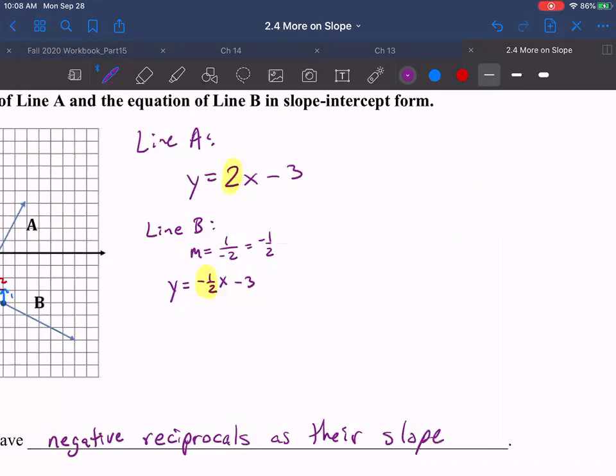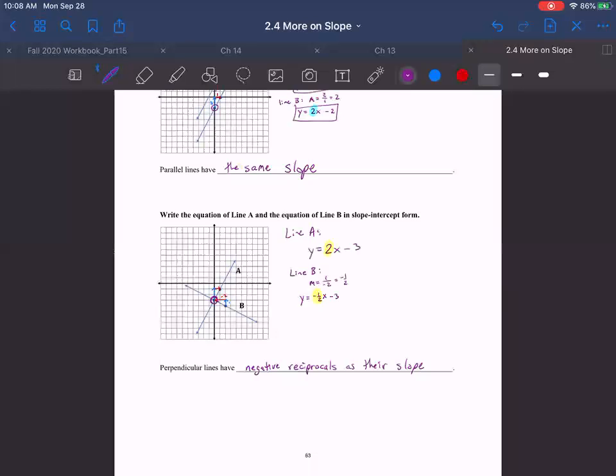So if the slope is 2, then the other line has a slope of -1/2. If the one you're given has a slope of 1/2, then the negative reciprocal of that would be 2. So they are negative reciprocals of each other as far as their slopes.